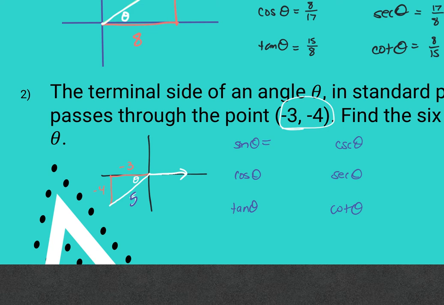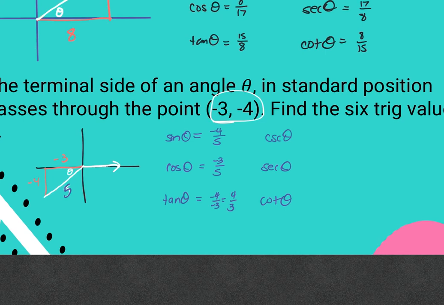Sine is opposite of the theta. So opposite would be -4. Hypotenuse is 5. Cosine, adjacent, -3 over 5. Tangent, -4 over -3, which becomes 4/3. And then we just flip them all: -5/4, -5/3, and 3/4.